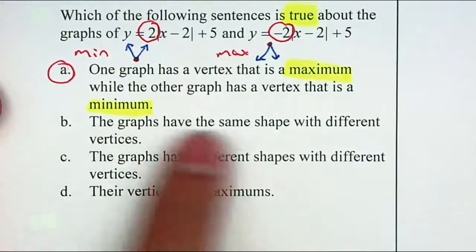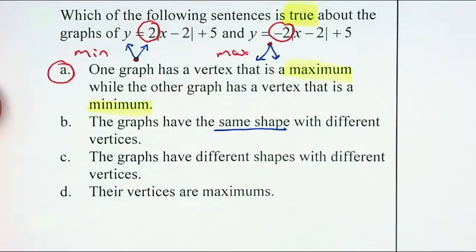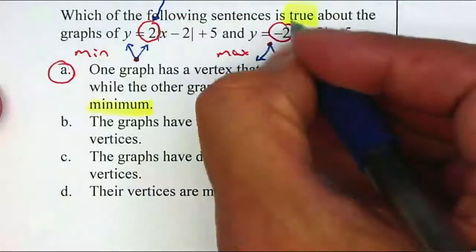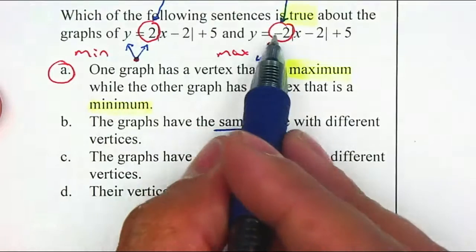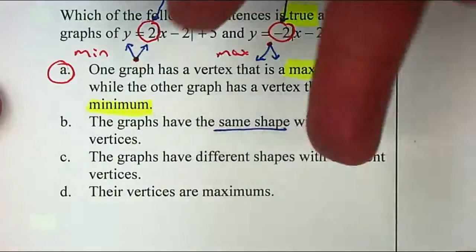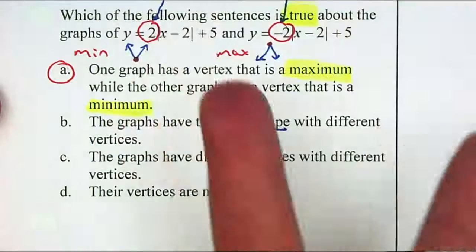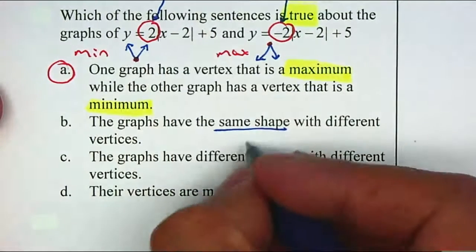B, the graphs have the same shape. So do they have the same shape? The shape is determined by the A value. They both have a 2. Now some of you will say, well, one of them is a positive 2, the other one has a negative 2. The fact that it's negative is going to flip it, but it's not going to change the shape of the graph because they both have a 2 in there. So they have the same shape, that's correct.